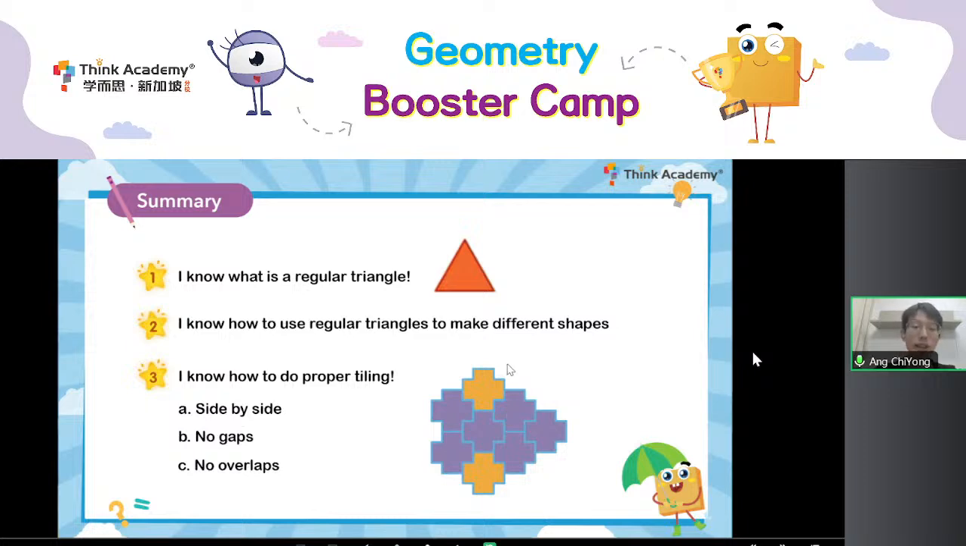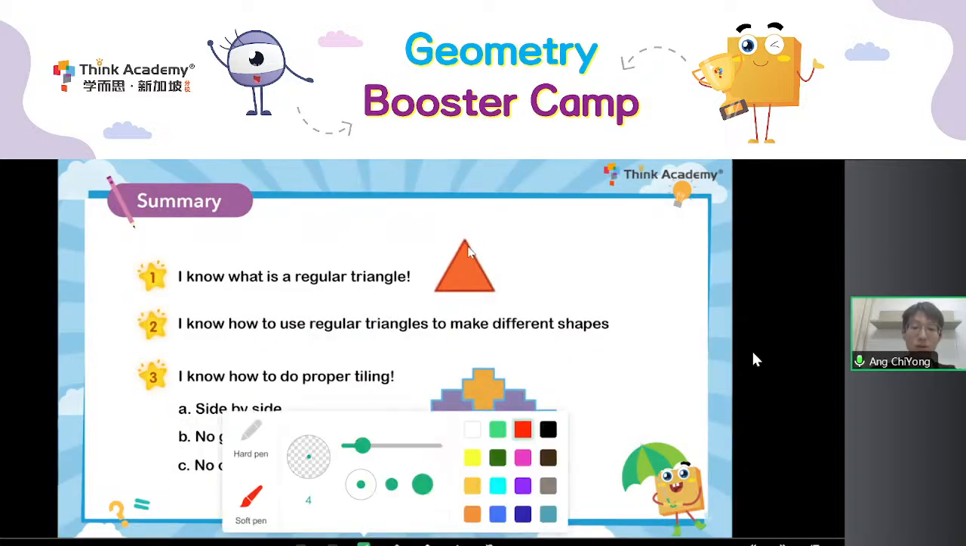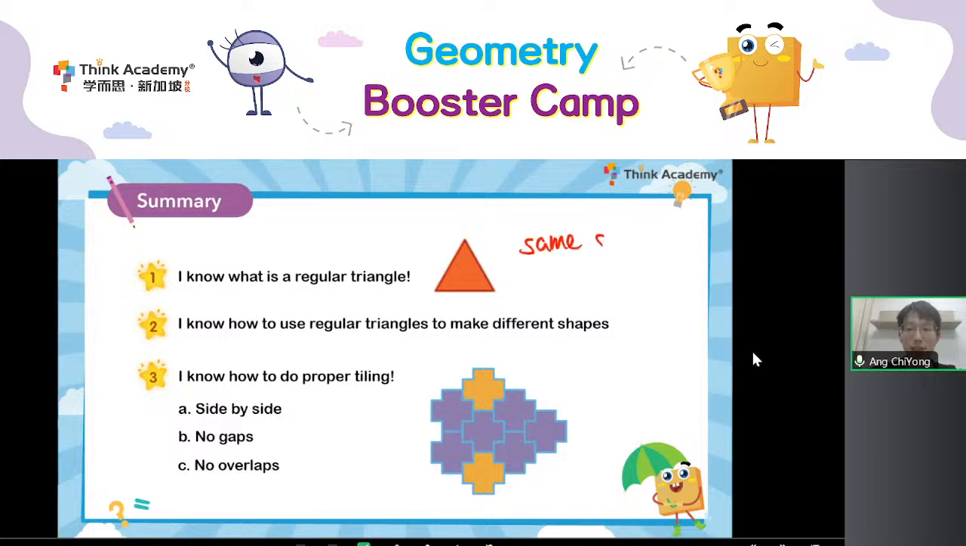What did we learn today? We learned what a regular triangle is. A regular triangle must be what? Same sides, same corners. Okay, and I also know how to use regular triangles to make different shapes. By that I mean you can find regular triangles in bigger pictures. Okay, like a parallelogram. That's another shape we learned today. In this one, we can find many triangles like this.